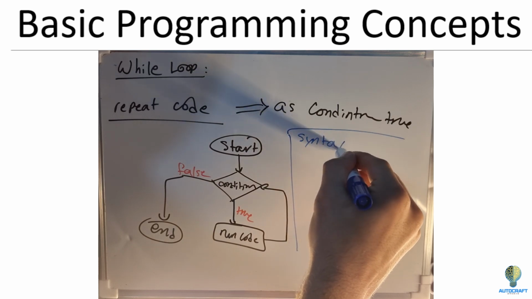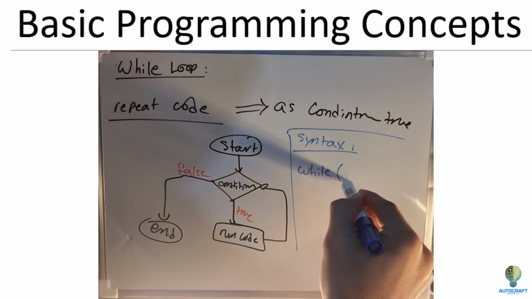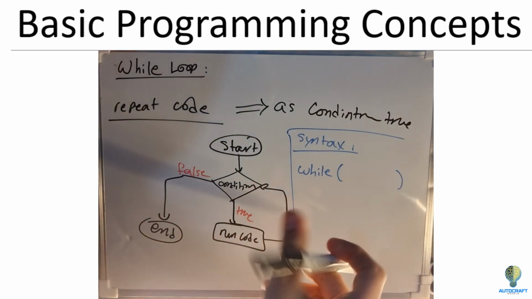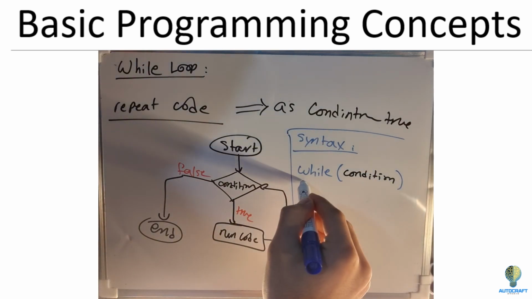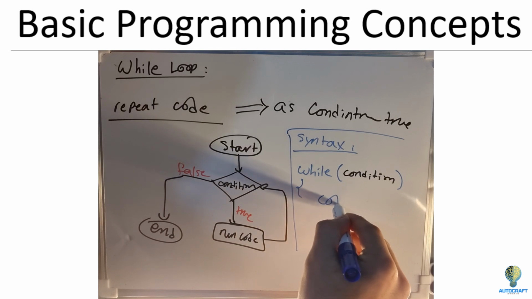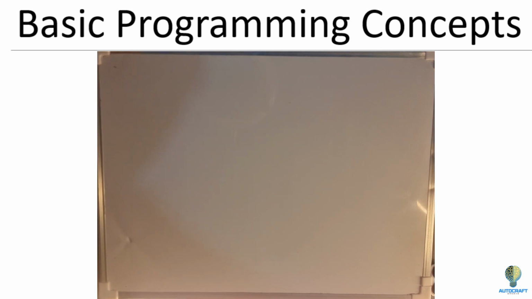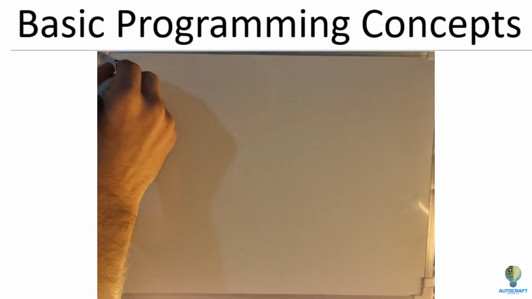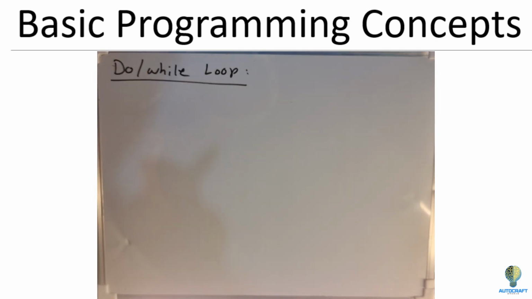Syntax. Okay, while, we write here the condition, open curly brace, write the code you want to run, and close the curly brace. Okay, now we will talk about the do while loop. This loop runs the code at least once and then checks the condition to decide whether to repeat or not.